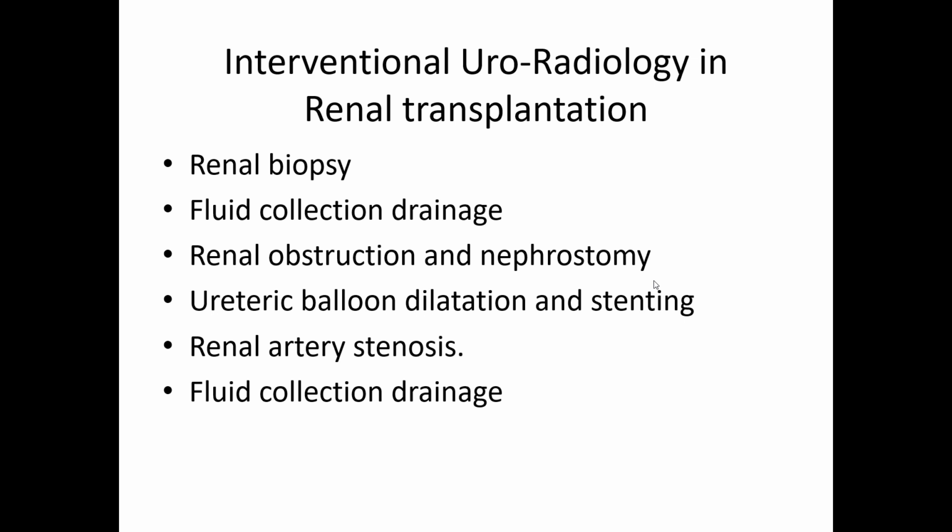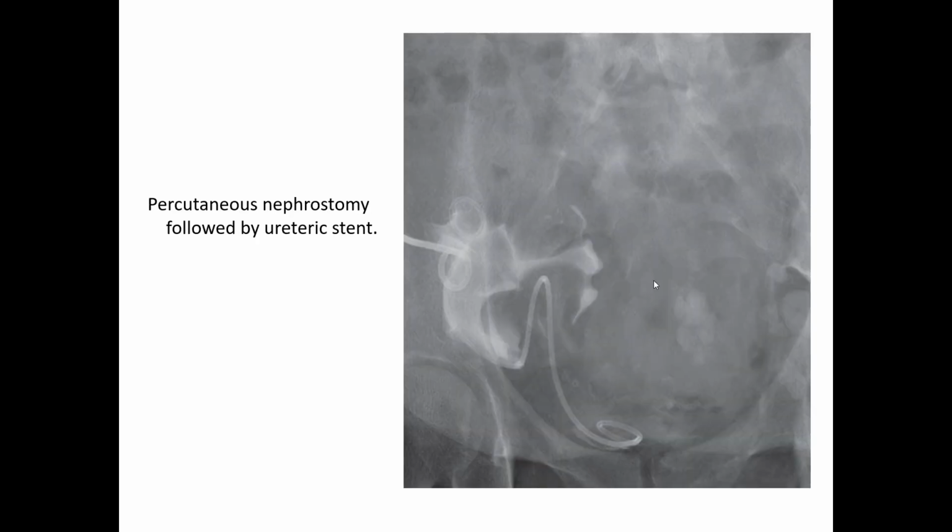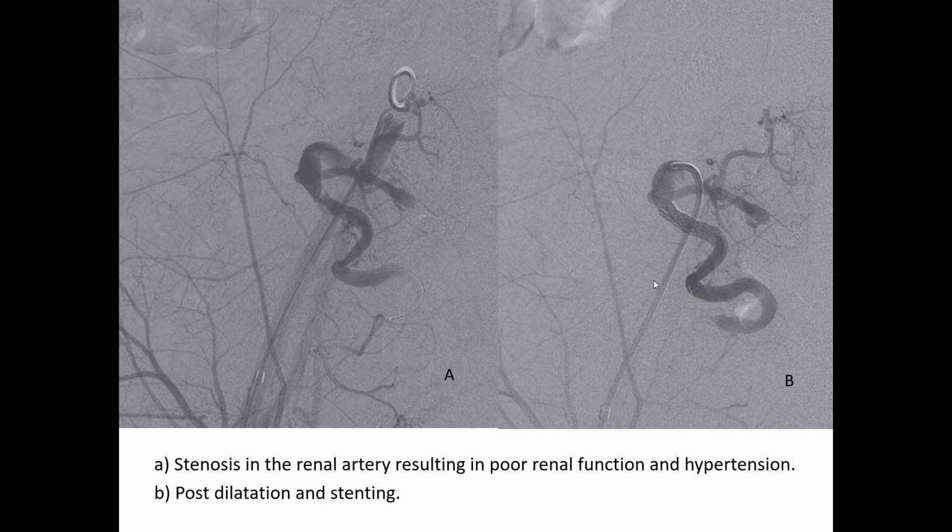In case of transplantation, you just take a biopsy, or, as with a native kidney, deal with an obstructed ureter, or a stone in the ureter, strictures, or a collection of fluid or lymph surrounding the kidney. This is a transplant kidney in the right iliac fossa. Percutaneous nephrostomy followed by stent. The stent is there, the nephrostomy tube, and this is renal artery dilatation in case of transplant kidney. And thank you very much.